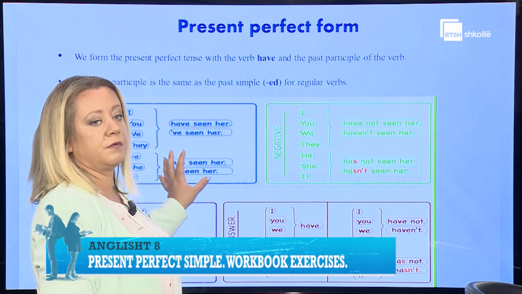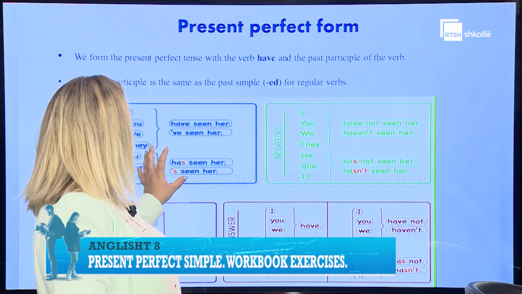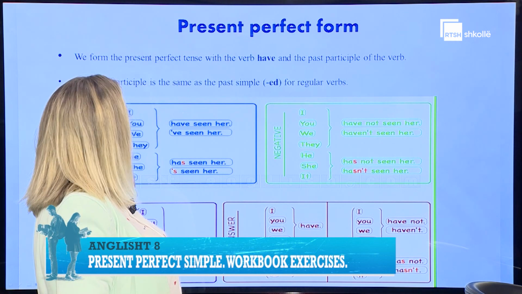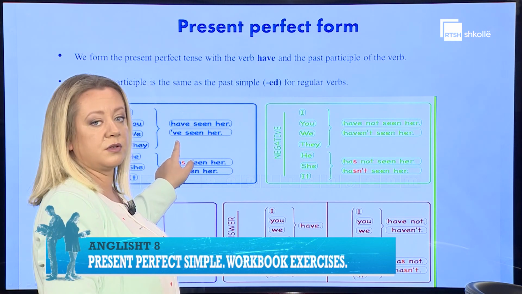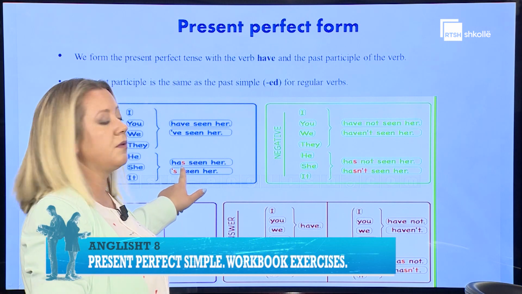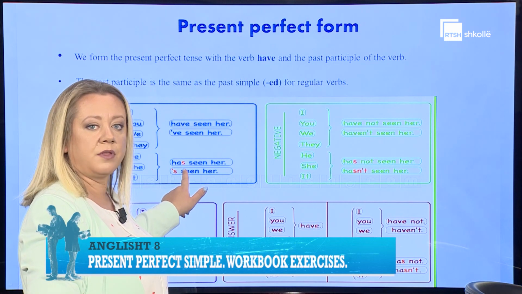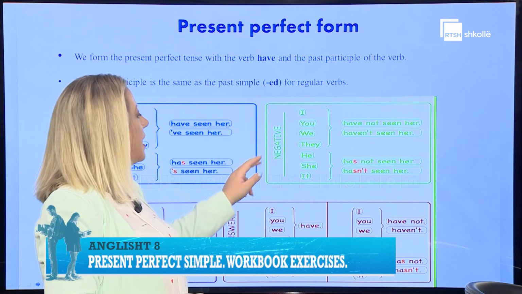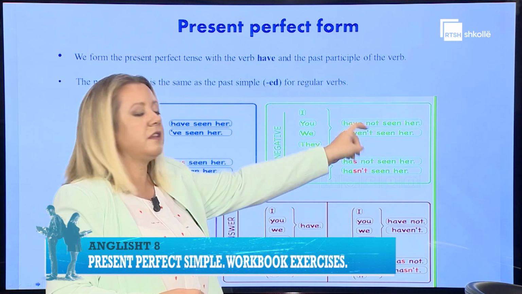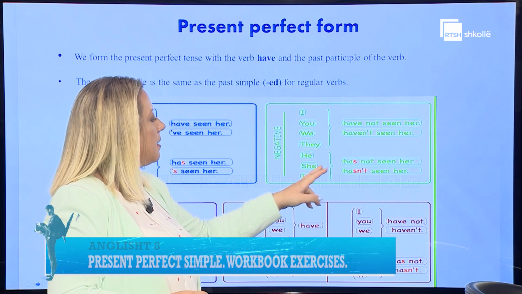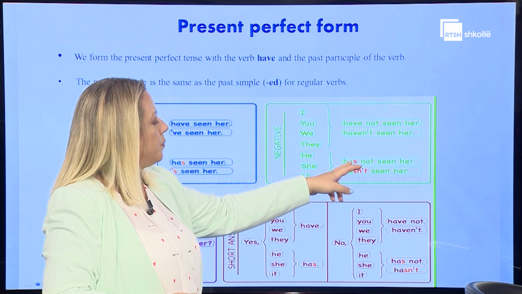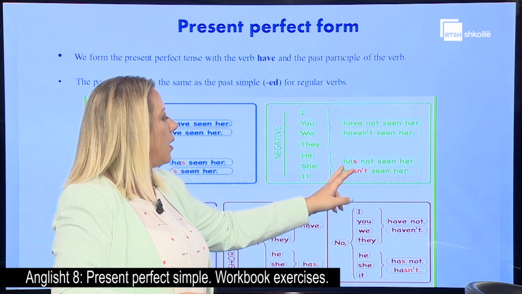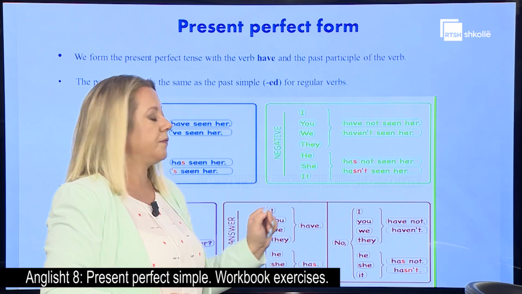In the affirmative, look at the conjugation of the verb see. I, you, we have seen her, or have, the contracted form. Mind the irregular form of the verb have in the third person singular, that is, has. In the negative, we put the negative particle not, and the same case applies with the third person singular, that is, irregular. Have not seen, while has not seen.